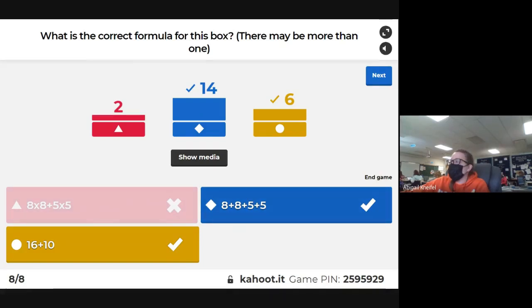8 plus 8 plus 5 plus 5, that would be the perimeter of the outside. Or if you added 8 plus 8, which is 16, plus 5 plus 5, which is 10, that would also give you the perimeter. So either the blue or the yellow would have worked. The red would have given you a number that had nothing to do with area or perimeter.